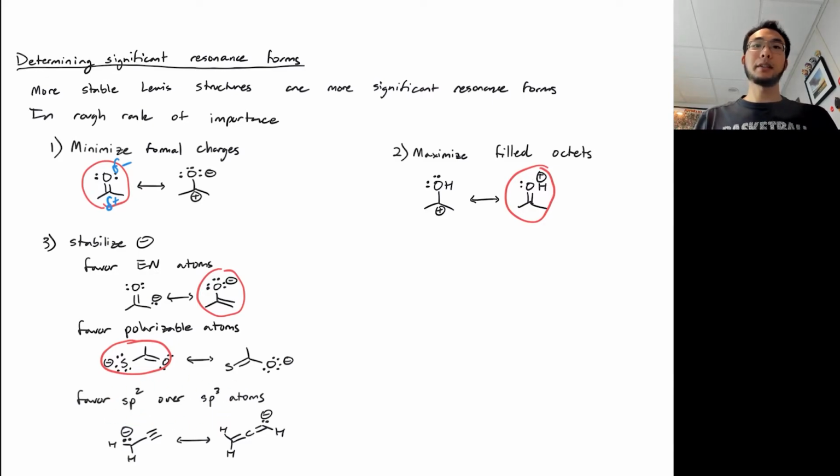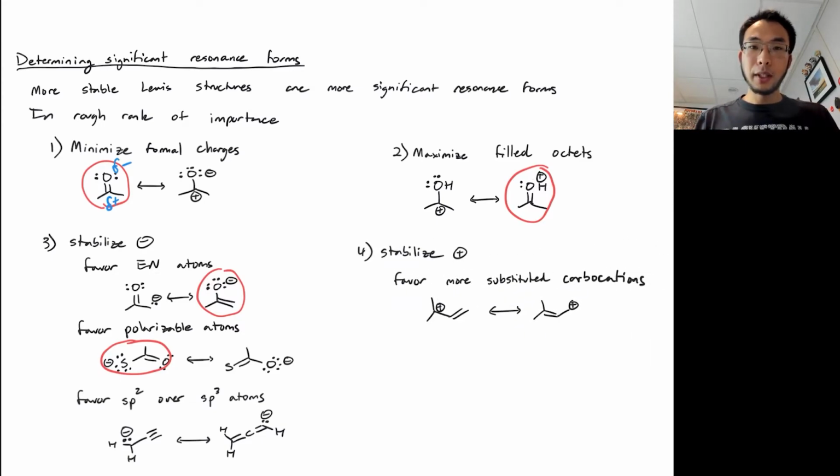Finally, we will want to stabilize positive charges in our resonance forms. The first way to do that is to favor resonance forms that have positively charged carbons, or carbocations, that have more degrees of substitution around them. In the future, we'll talk about why that is, but for now, we'll just believe that that's true. So the left resonance form has a carbon with 3 other carbons around it. That should be the one that's a little more favored.